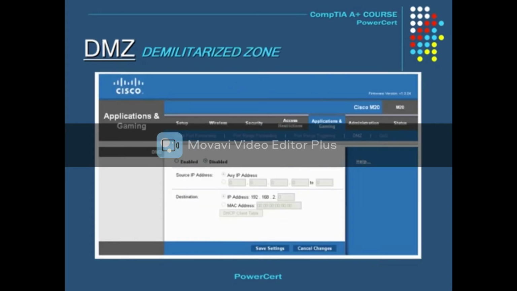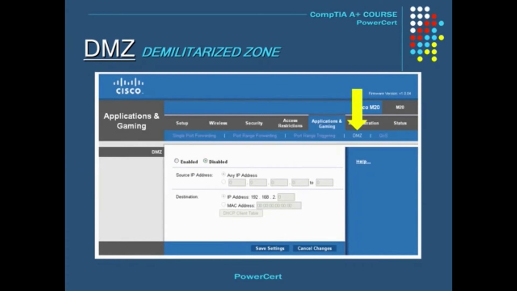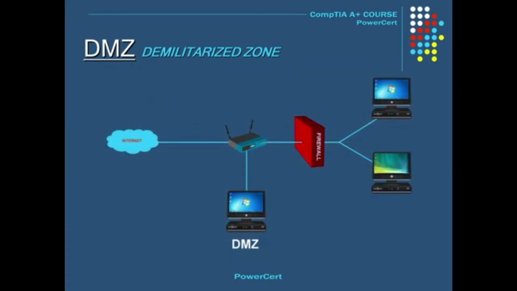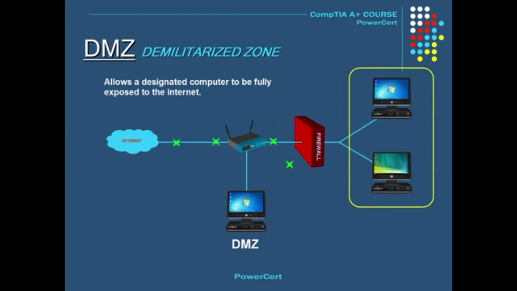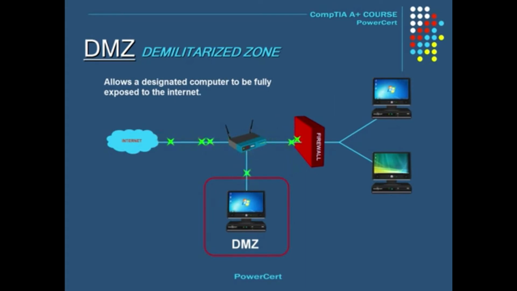There is also what's called the DMZ, and DMZ stands for Demilitarized Zone. And the DMZ allows a designated computer on your network to be fully exposed to the internet. And it does this by the router forwarding all ports at the same time to the designated DMZ computer. So while these computers here on our internal LAN are protected inside the firewall, the DMZ computer is outside the firewall and is not protected.